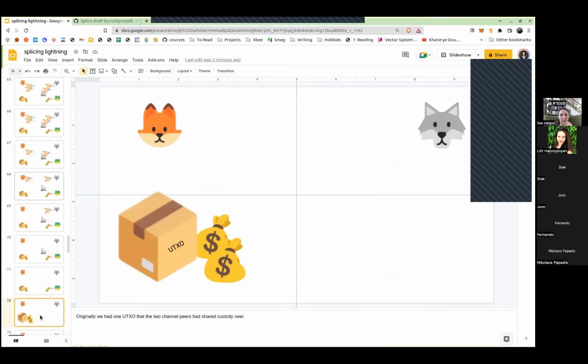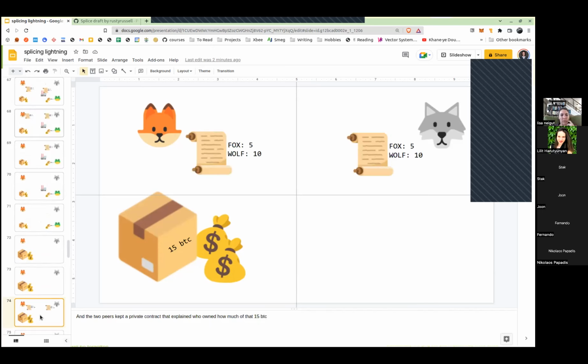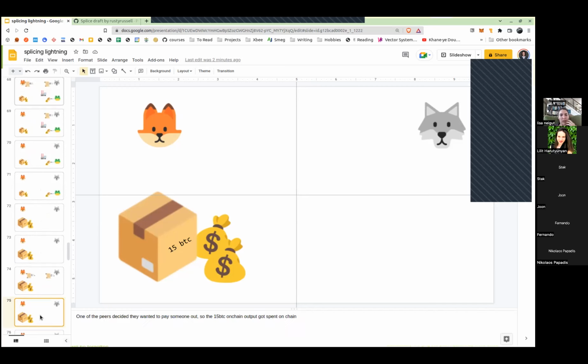Okay, so now let's take a closer look at what happened on chain when this happened. So originally we had one UTXO, and the 2 channel peers had shared custody over it, and that shared custody was governed by this off-chain contract that they both had a copy of. It was worth 15 Bitcoin. They had this private contract, again, that explained how much of that 15 Bitcoin each party held.